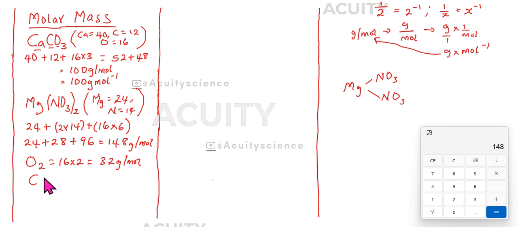Okay. If you have carbon, carbon does not have a 2 under there. So you just go, carbon is 14. So 14 grams per mole is the mass of carbon.